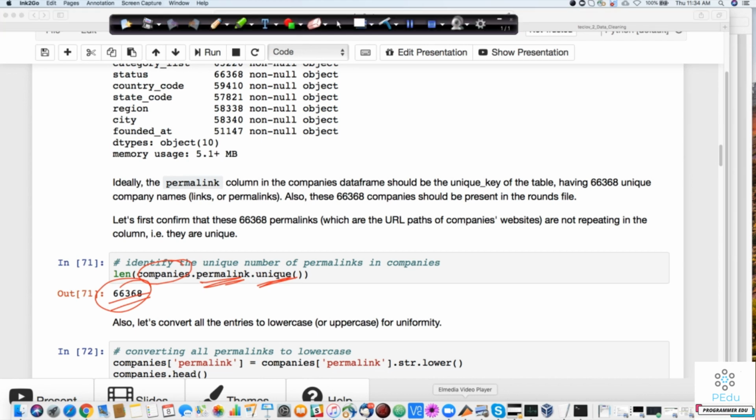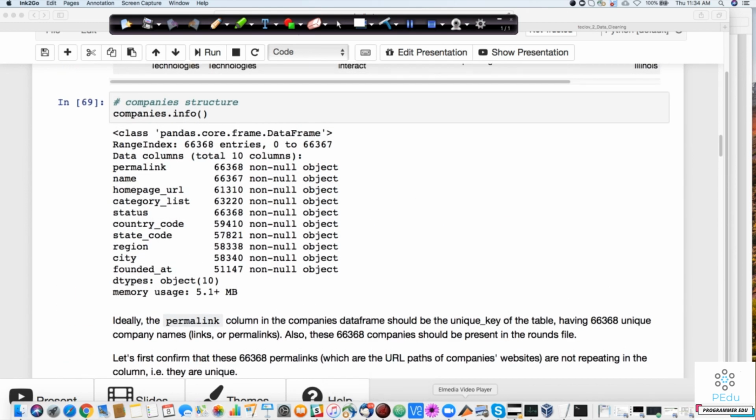Now, if you will, what does this mean for us? This means that this is a unique column, right? You can even check it from here. In companies info, we also had permalink 68 to 68, and the unique also came out to be the same. So it's a primary column. It's a unique column which is non-repetitive in nature.